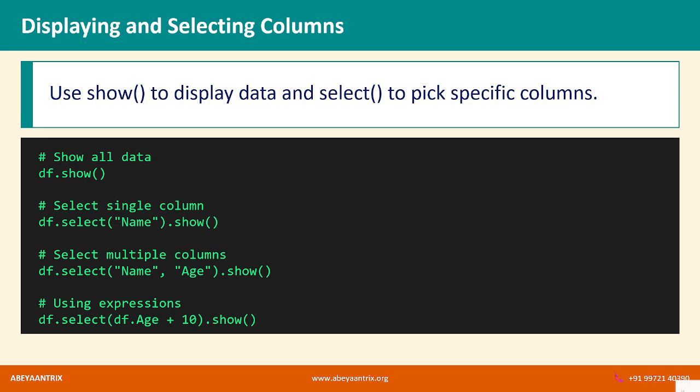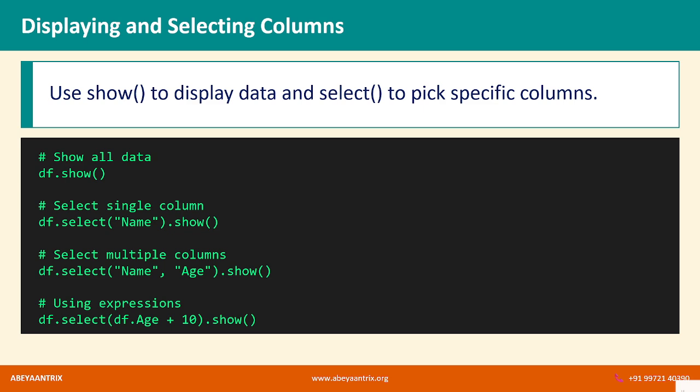How to display and select the columns. Your data frame is having columns, right? So if you want to view the entire data frame, what you can do, df.show. df.show will display you the entire data frame. For example, if you want to see only one column, then what you can give, df.select, give the name of that column dot show. Suppose I want to see only the name column, then what I can give, df.select name column dot show. So if you want to see age column, specify age column show. Okay, then you can also select the multiple columns.